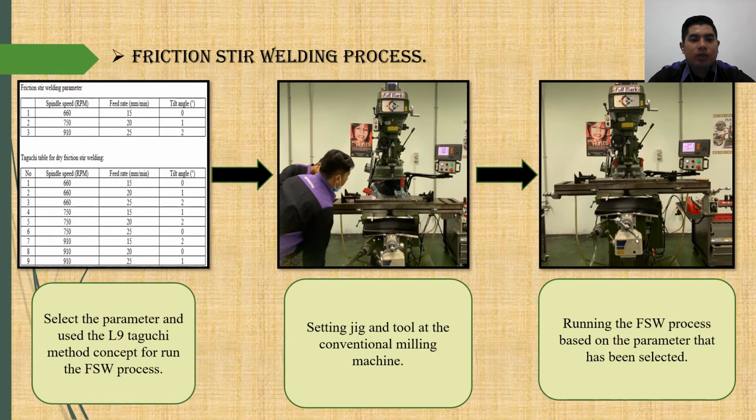Okay, for running the friction stir welding process, firstly, we select the parameters and use the L9 Taguchi method concept for running the friction stir welding process. Then, we set the end tool as the conventional milling machine. Then, we run the friction stir welding process based on the parameters that have been selected.